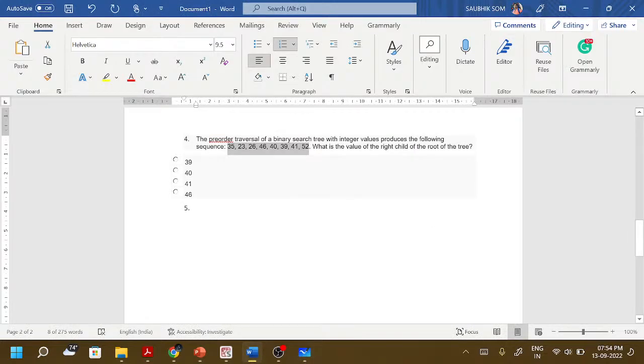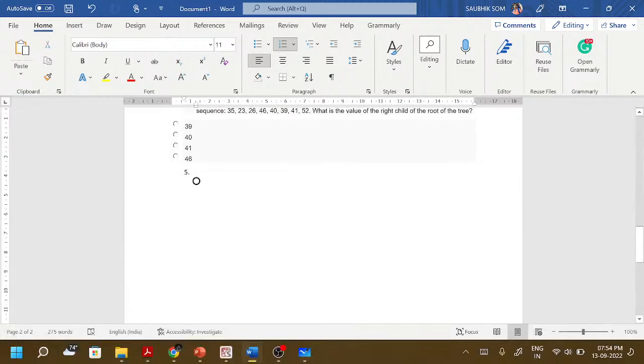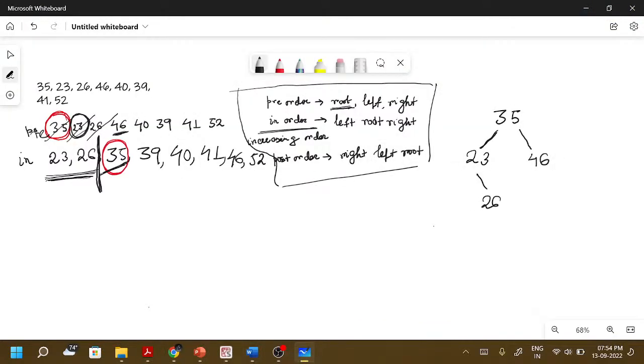Pre-order, so what is the value of the right child of the root of the tree? That is 46. Correct, that is our answer. We have already got our answer, but we will make the full tree and see. It is interesting and you should learn this. Okay, so 46 is my root.